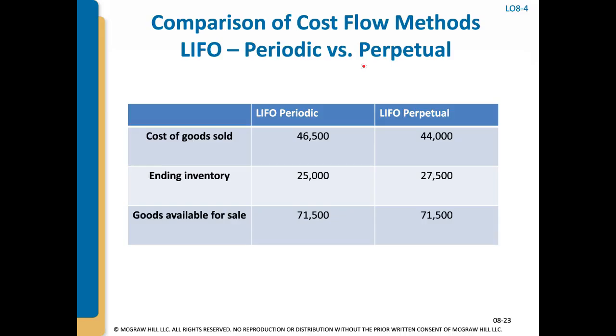Now just really quick, a comparison for LIFO, last in first out, between periodic and perpetual. My total cost of goods available for sale is the same under each one. It's just how we allocate it between ending inventory and cost of goods sold, and you can see that they are different. They do not equal. Only when you use FIFO does the periodic equal the perpetual method. In LIFO, it does not. I just want to make sure that point comes across.